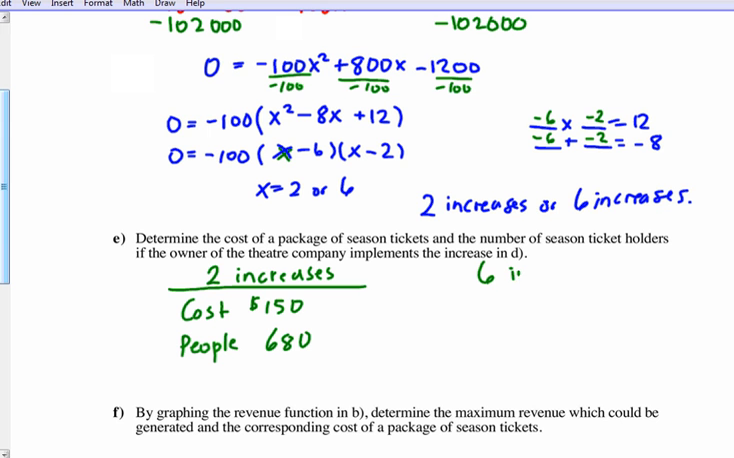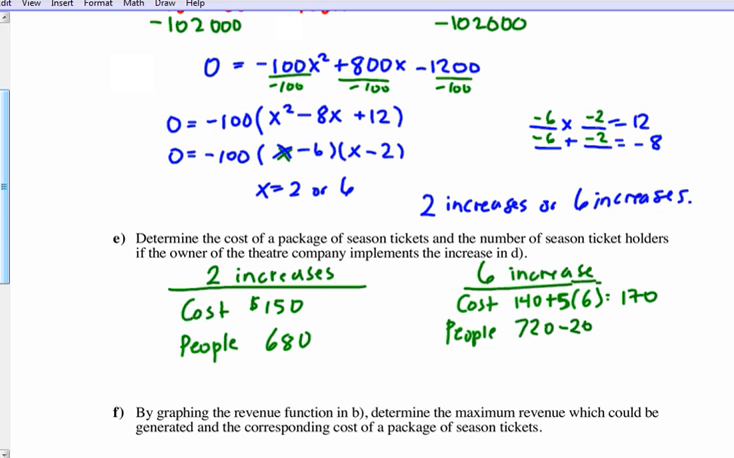How about 6 increases? So our cost was 140 plus 5 times 6, which is 30, so 170. And the people, remember that was our formula we came up with in the beginning? The people was 720 minus 20 times our x, and our x is 6 here. So 20 times 6 is 120, and 720 minus 120 is 600.